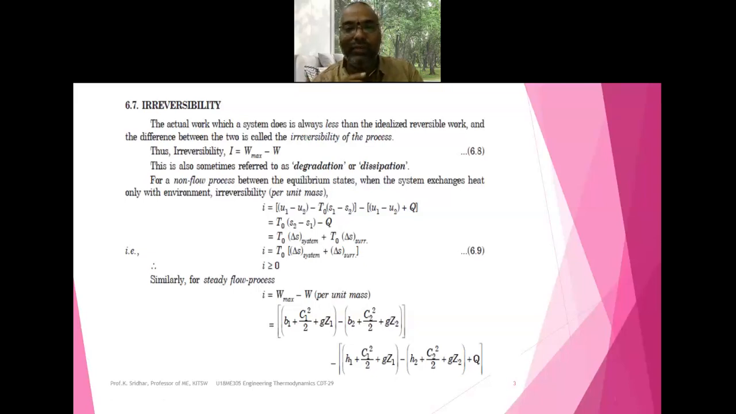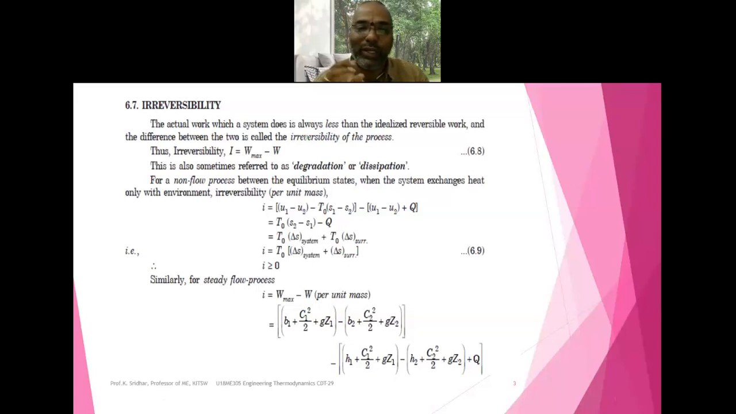So irreversibility says that, due to the presence of friction, due to heat transfer through a finite temperature difference, and due to some other dissipative effects, the actual work is always lesser than the maximum amount of useful work. The difference of these two is basically defined as irreversibility. That is, this much amount of work is lost, or degraded or dissipated into the surrounding atmosphere due to all these effects.